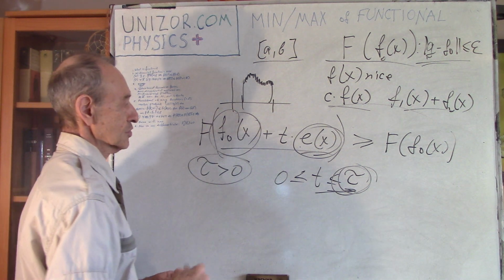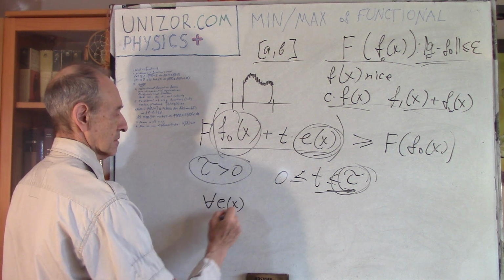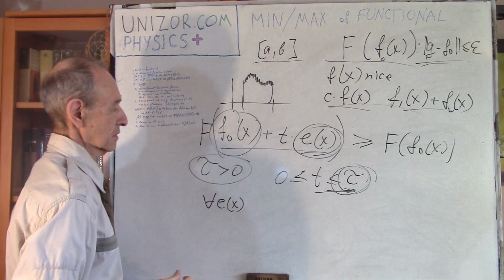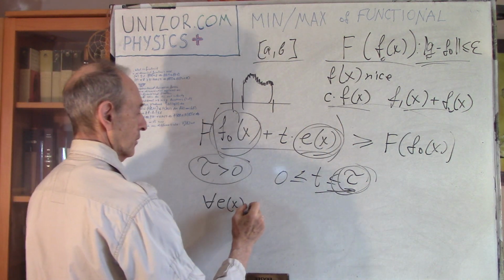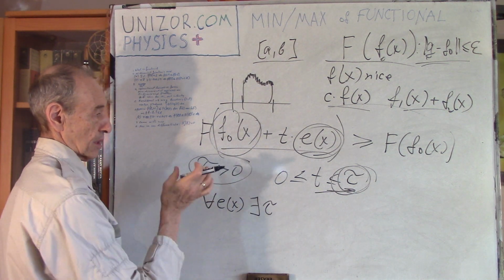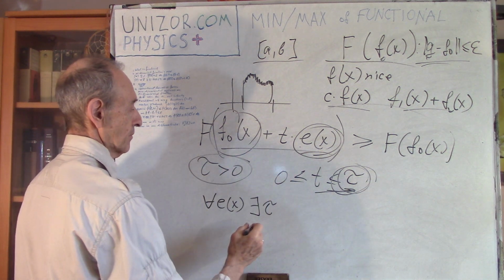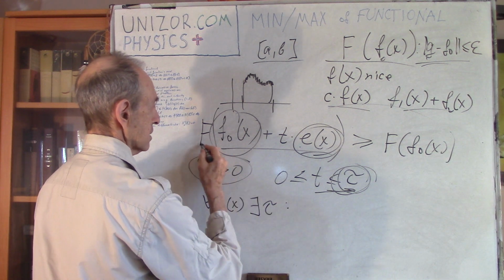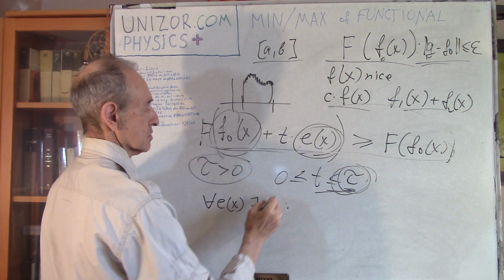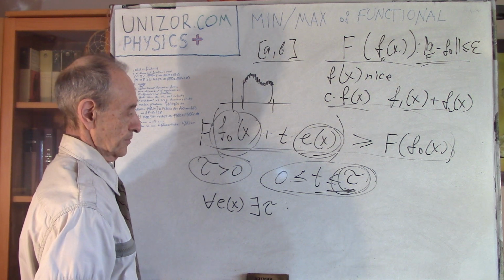So again, the definition is for any function e of x, a nice function which belongs to the domain of the functional f, there exists tau, some kind of maximum deviation along this function, such that this particular inequality is true for all t of this particular range.